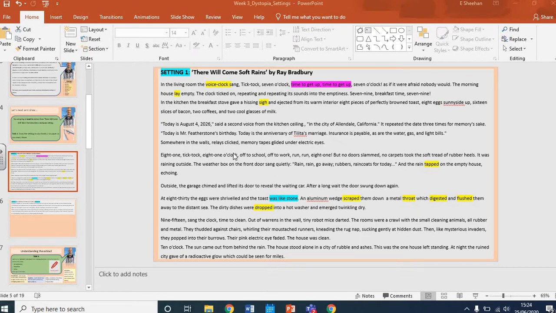I also put some repetition in purple, so the repetition of time to get up, time to get up. There's lots of references to the fact that the house is empty throughout. If you look through, you'll see there are a lot more references to that.